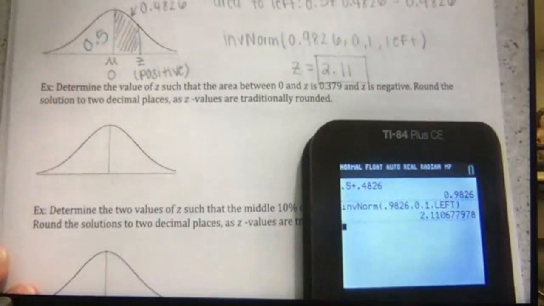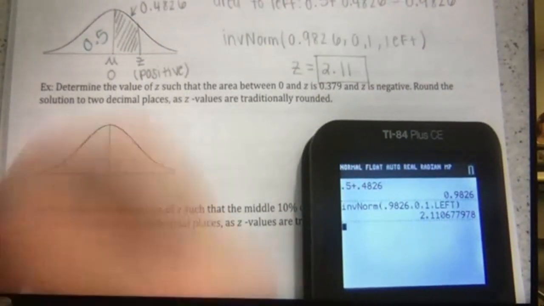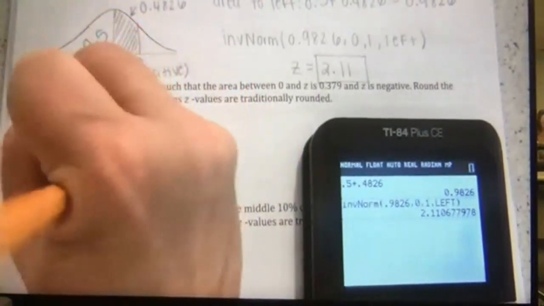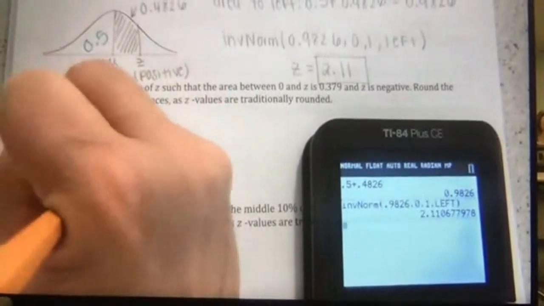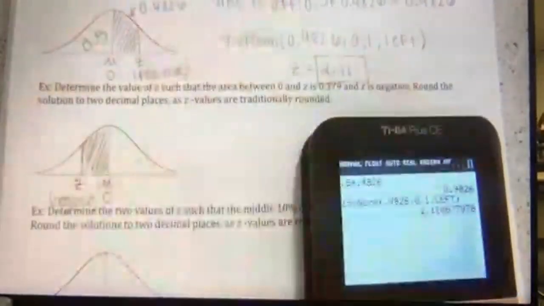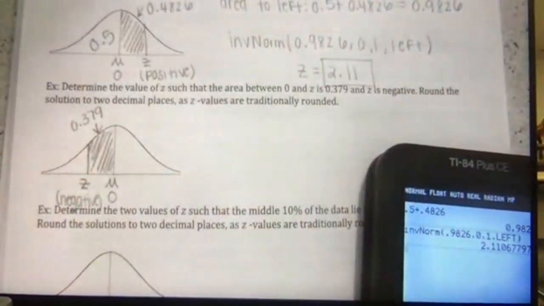I'm going to keep rolling. Stop me if you have a question. Determine the value of z such that the area between 0 and z is 0.379. And this time z is negative, rounded to 2 decimal places. So in the middle is our mean, which is 0. This time z is negative, so on the left-hand side of our mean. And we're trying to find the area between 0 and z, which they gave us as 0.379.